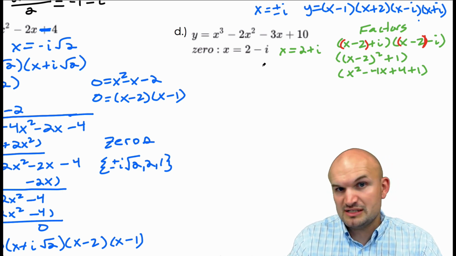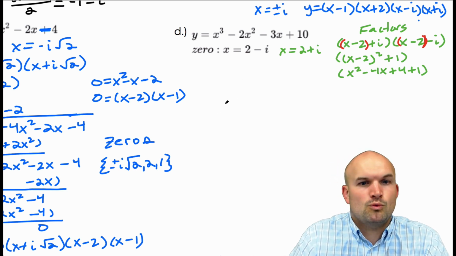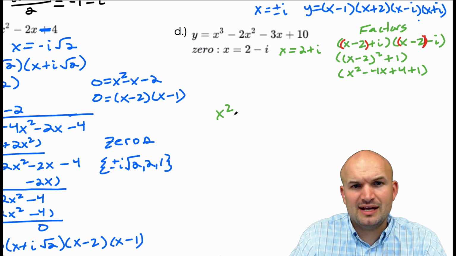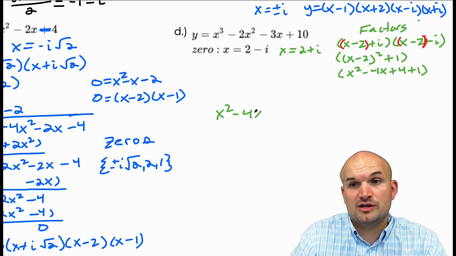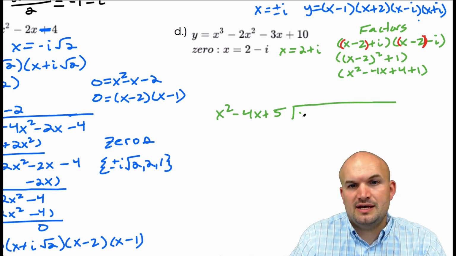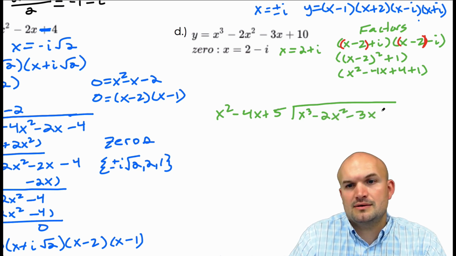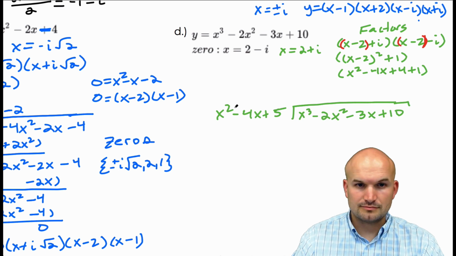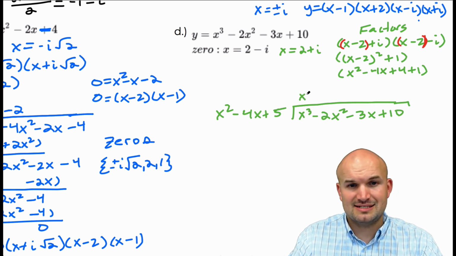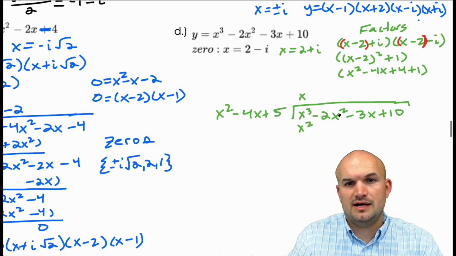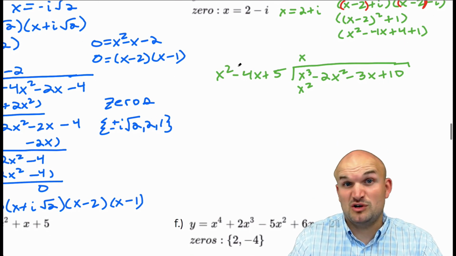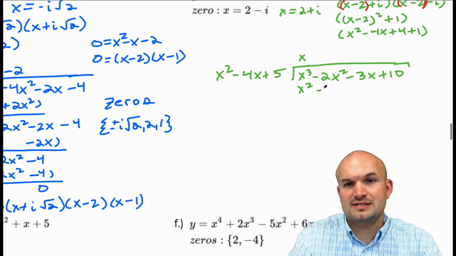Otherwise, you could use synthetic division, but I think it's just a little bit too much work for me. So let's go ahead and use this for our long division, I'm sorry. Okay, and then I'm just going to take x cubed minus 2x squared minus 3x plus 10. x squared goes into x cubed x times. Now again, you have to multiply the x times every term. x times negative 4x is a negative 4x squared, and then x times 5 is going to be a positive 5x.